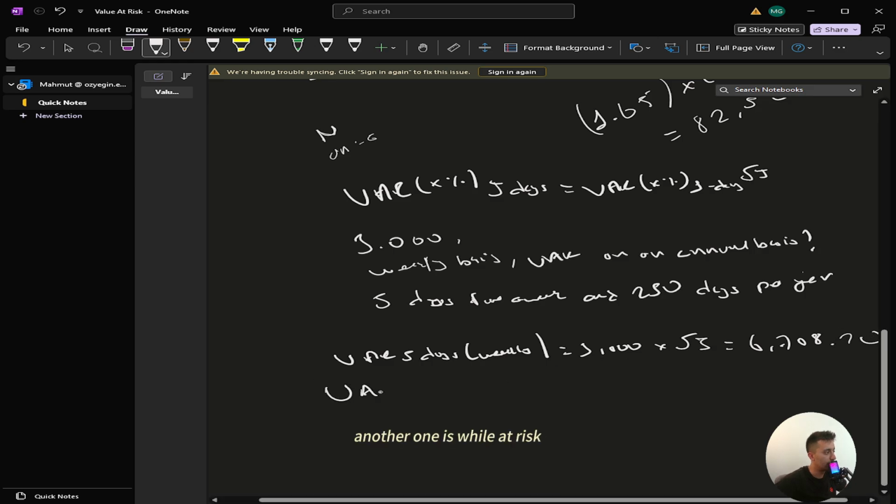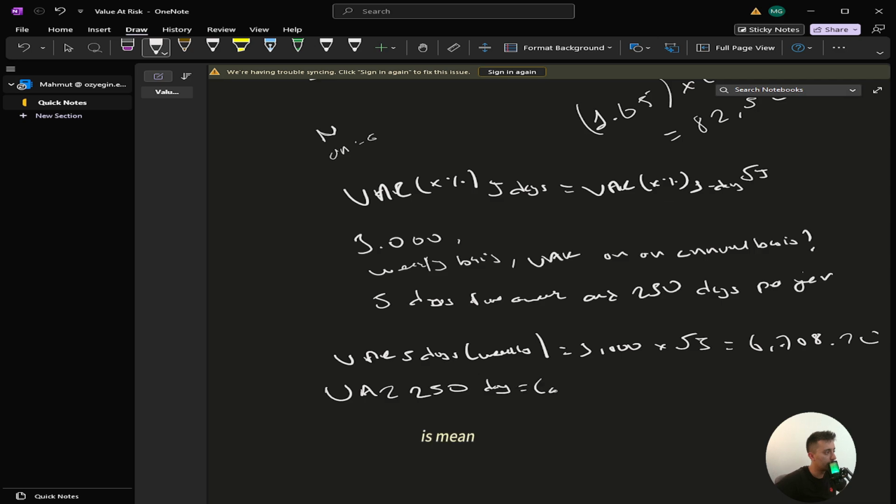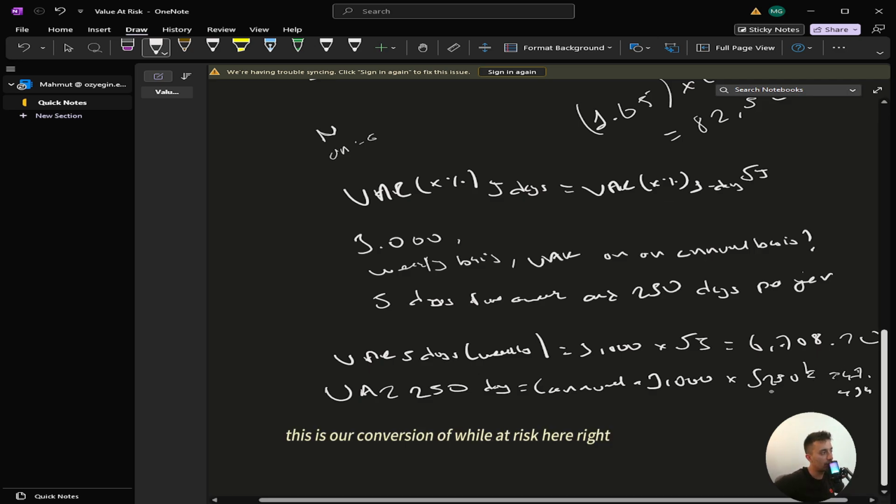Another one is value at risk for 250 days, meaning annual, which equals 3000 times root 250, which equals 47,434, guys. This is our conversion of value at risk here.